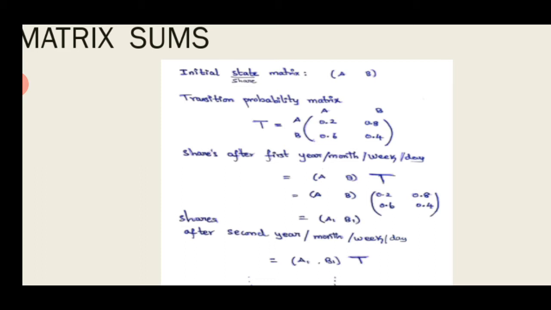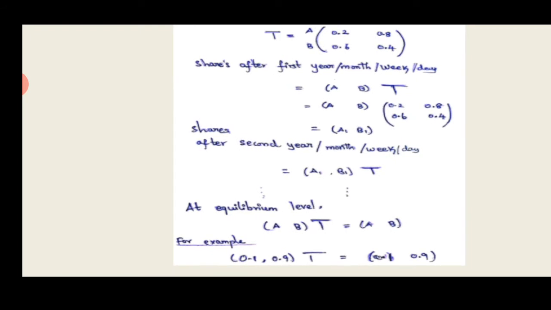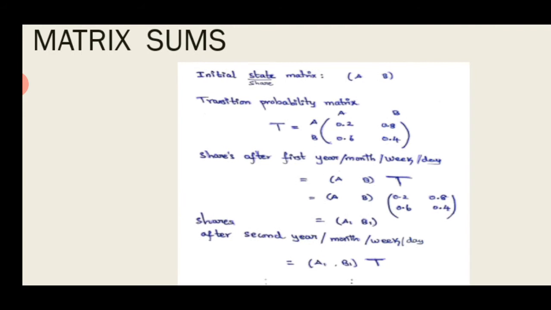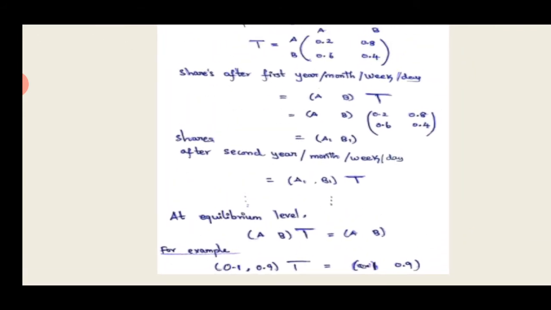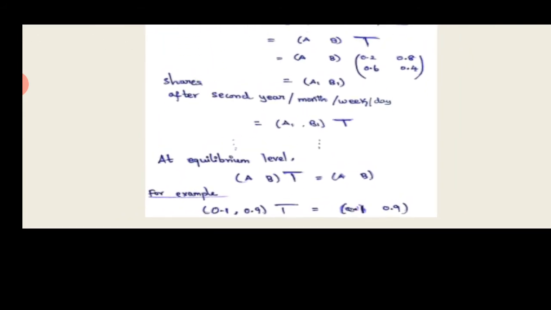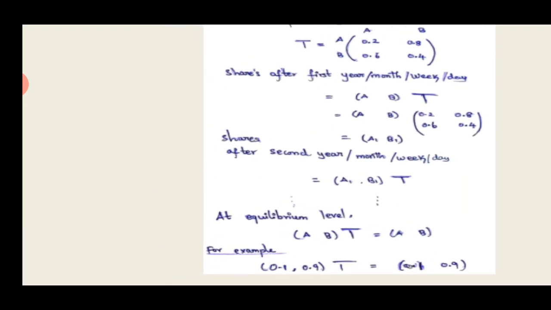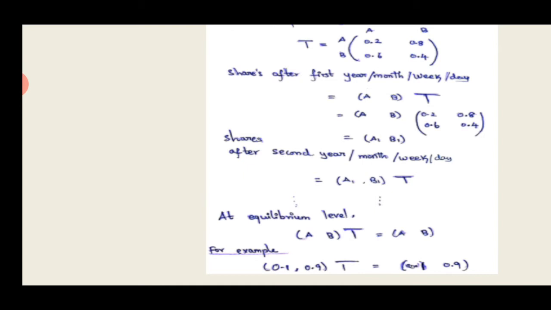So this is for after the first year, or first month, or first week, or first day. Like that, we can calculate for the second year also. For the second year, your initial state matrix will not be AB, it will be the last obtained matrix A1 B1, and that should be multiplied with T. Like this you can continue to any number of years, based on the question, but in our textbook we have up to 2 years only.